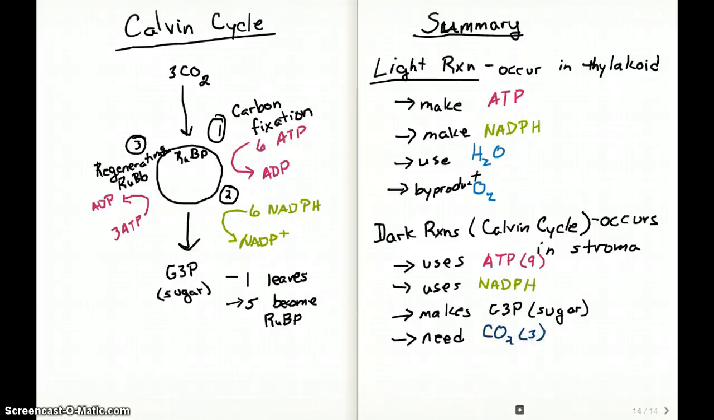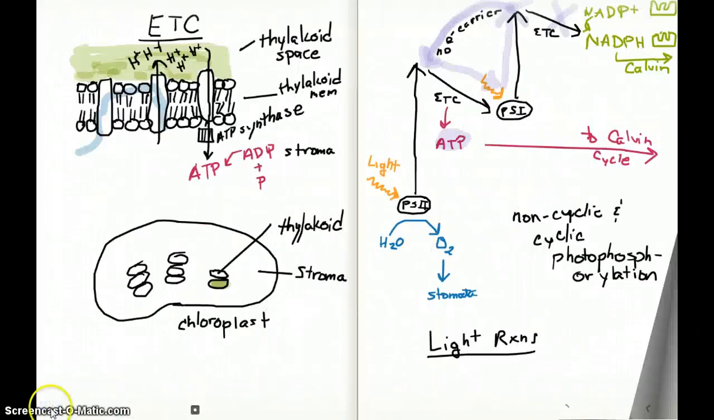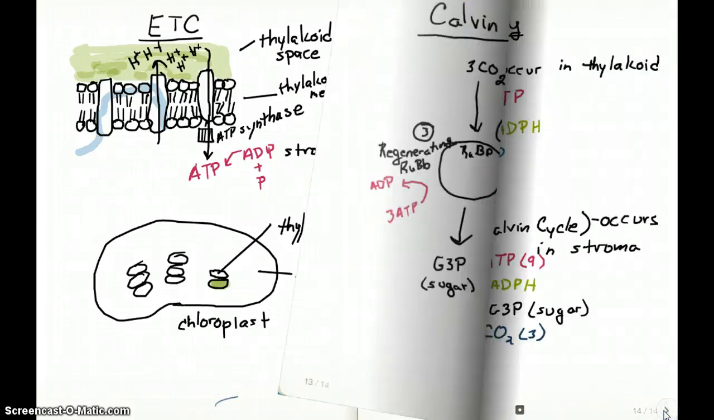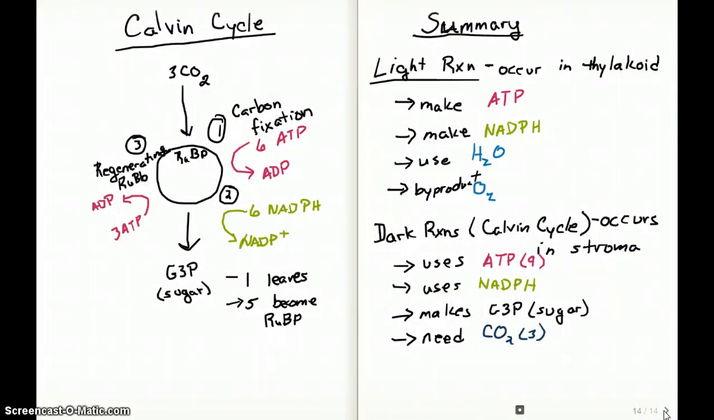And that, in a nutshell, is pretty much a walkthrough of all of the reactions, starting all the way at the beginning with photosystem 2, moving through photosystem 1, making ATP and NADPH, and then going through to the Calvin cycle. Once we go to the Calvin cycle, we fix the carbon, we make sugar, we regenerate our RuBP, and now we have our sugar.